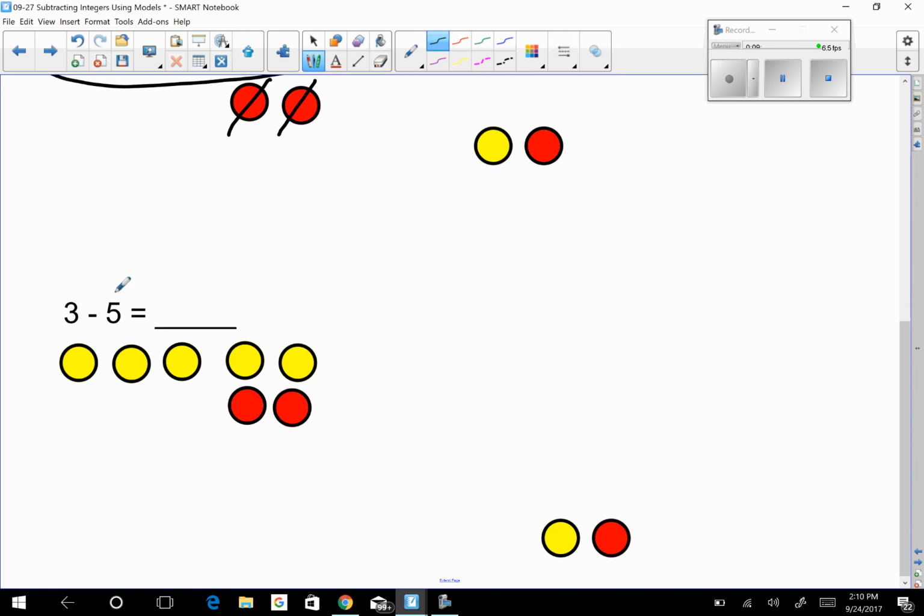So let's take away the 5 positives, minus the 1, 2, 3, 4, 5. And what do you have left? 2 negatives. So 3 take away +5 is -2.